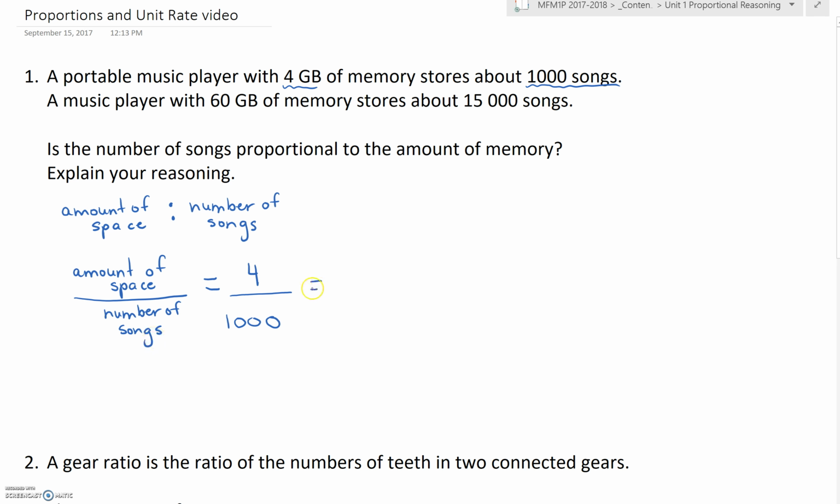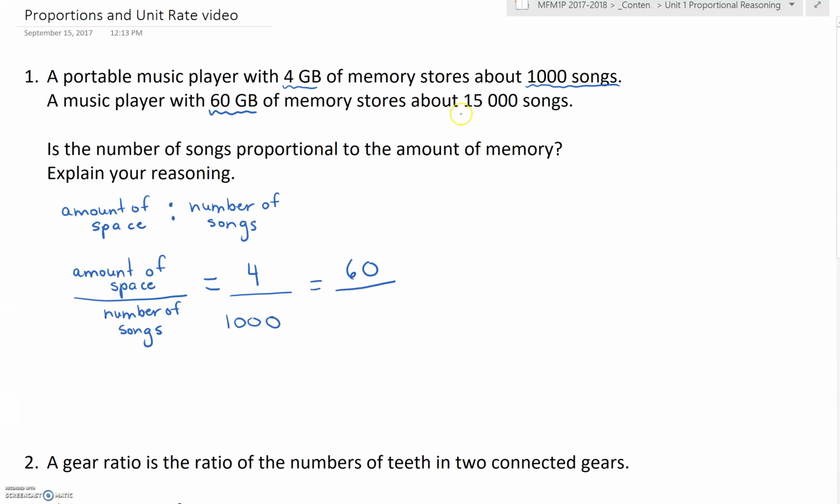All of this needs to be equal to the next pieces of information. So here they're talking about how it's 60 gigabytes. So when you see the word 60 gigabytes, you have to think, well, does that represent the amount of space or does that represent the number of songs? And you should know that gigabytes represents the amount of space, which means 60 needs to go at the top, since the amount of space is written at the top in our fraction set up in words.